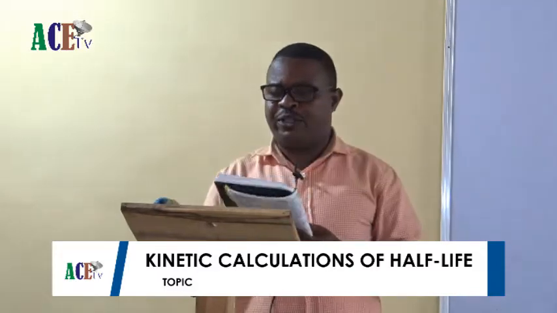When we talk about the kinetic calculations of half-life, we'll first look at what we mean by radioactive decay. A radioactive decay follows a first-order reaction. For a single radioactive decay process, the number of nuclei disintegrating in a short period of time is proportional to the number present in that particular nucleus. Let us consider, for example, the decay process of a radioactive atom N.